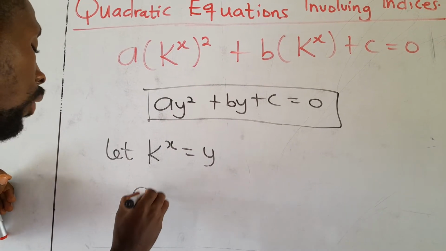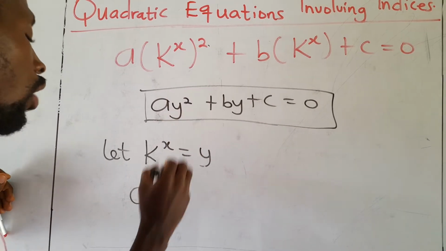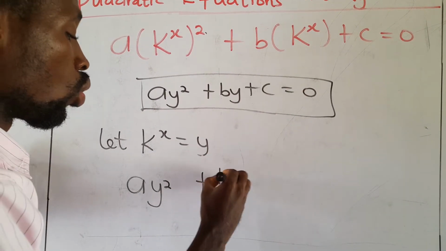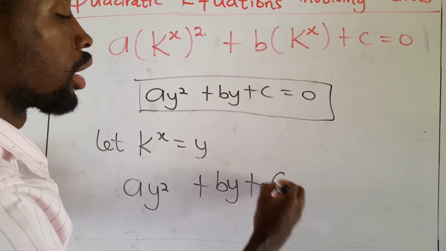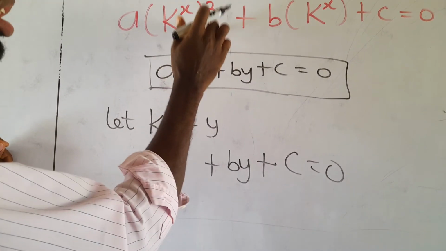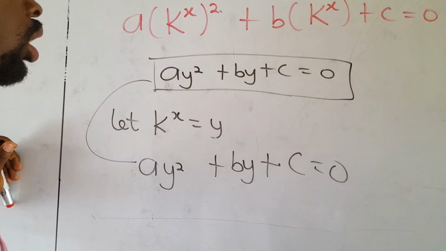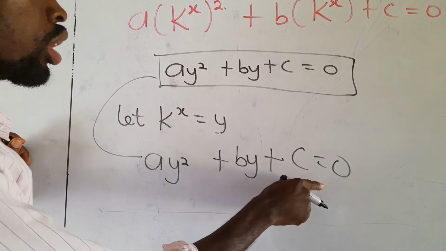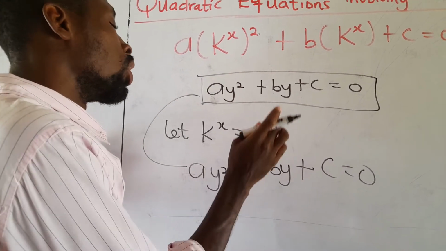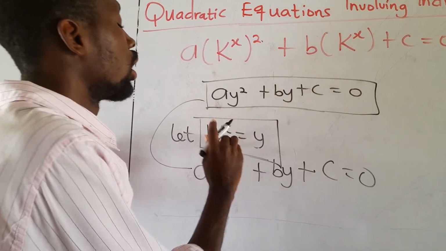So in this place we can have a. In place of k exponent x we put y, then squared, plus this place 2y, then plus our c equal to 0. Now we have reduced the indices problem into a simple quadratic equation. After we solve the quadratic equation, we get the values for y. When we get the values for y, we substitute the y into this equation and find the value of x.